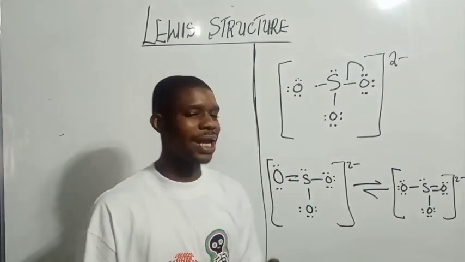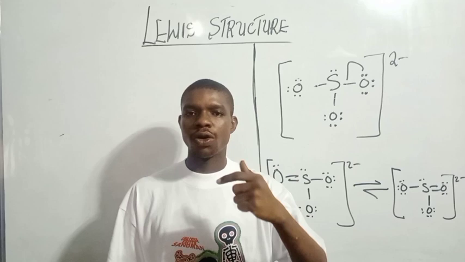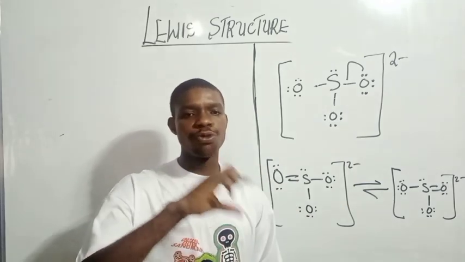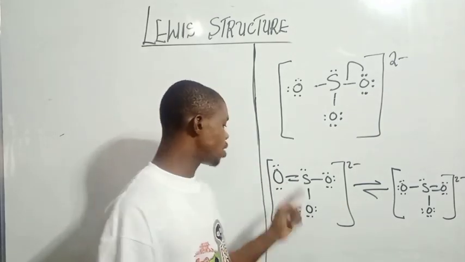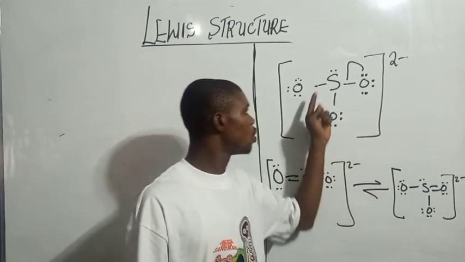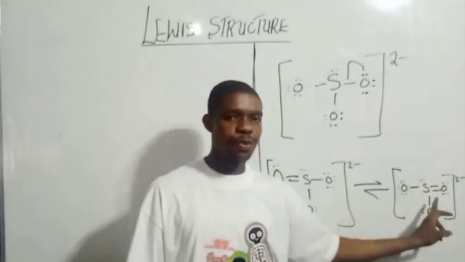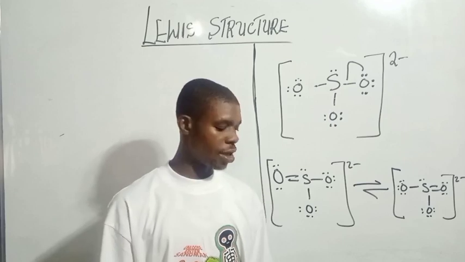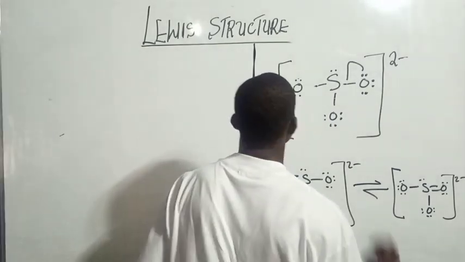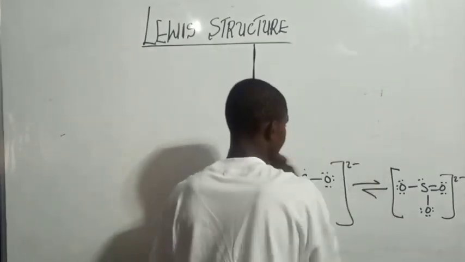So resonance structure is not one complex thing. You just want to move your multiple bonds. You just want to move your lone pair to form a multiple bond. That's everything about resonance structure. So let's look at another one here.